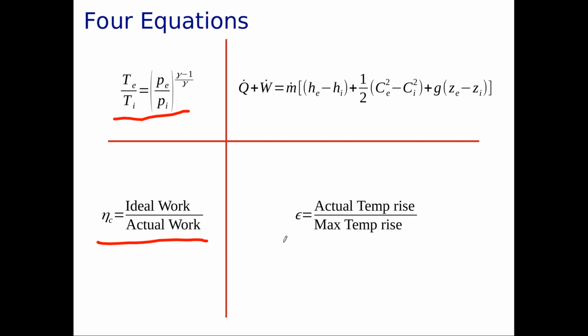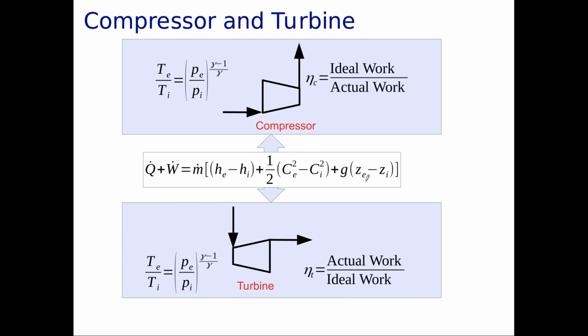And finally, and we don't use this very often, if you're concerned about regeneration, you might need to deploy a heat exchanger effectiveness. So in a bit more detail, for the compressor and turbine, we apply the isentropic flow relationship. We need an efficiency that's tuned to the compressor, so it's ideal over actual for a compressor. And of course we have our old friend, the steady flow energy equation. For the turbine, the equations are the same, except the turbine efficiency is actual work over ideal work, and the compressor is ideal work over actual work. If you're having trouble remembering them, just remember that they should always be less than 1.